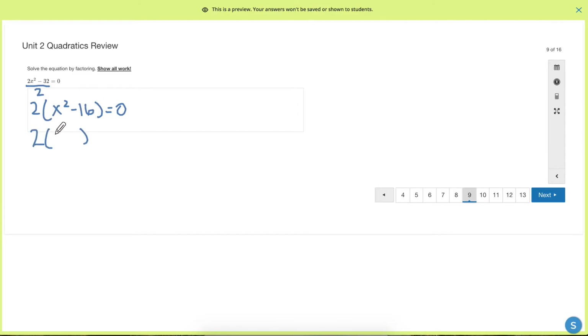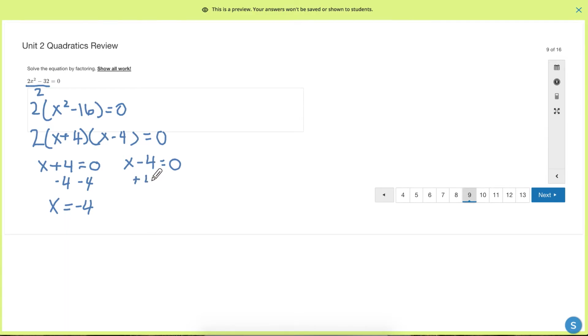Square root of x squared is x, and the square root of 16 is 4. So we would add 4 and subtract 4. Then all we would do is set our two terms equal to 0 and solve for x. Subtract 4, you get x equals -4, add 4, you get x equals 4.